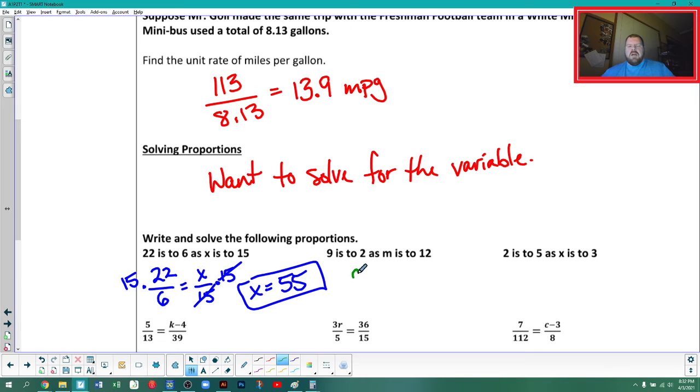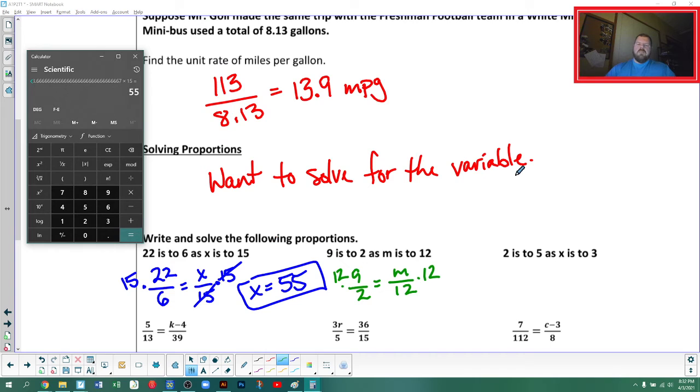The next one, 9 is to 2 as m is to 12. So I just want to solve for m. I'll do that by multiplying by 12 on both sides. 12 times 9 divided by 2, 54.